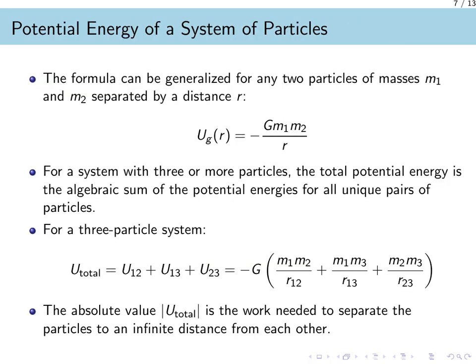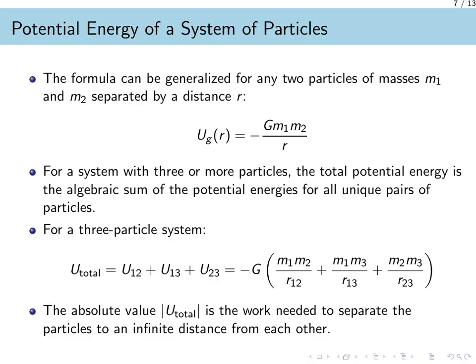Now let us extend the concept of gravitational potential energy from a simple two-body system to a system containing 3 or more particles. This is crucial for understanding the dynamics of things like star systems or satellite constellations. To find the total potential energy for a system with multiple particles, we simply calculate the potential energy for every unique pair of particles and then add all of these energies together. This is an application of the superposition principle.